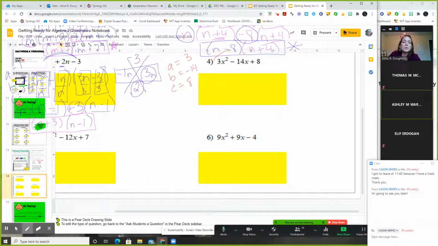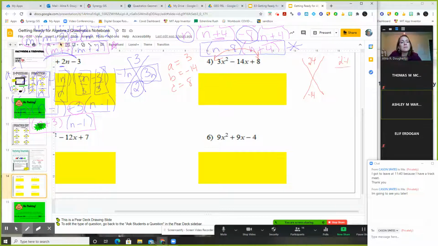So we want to multiply to get to the top of the X puzzle. So we're going to do 3 times 8. That goes to the top. 3 times 8 is 24. And then the minus 14 goes to the bottom. So that one little change doesn't really change much, right? So what multiplies to 24 and adds to 14?